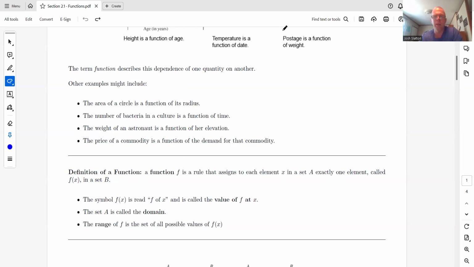And so the symbol f of x. So this symbol, f parentheses x, we would read that f of x. And this value is the value of the function at this particular value of x. And so the set A is called the domain, and then the range is the set of all possible values of f of x that we could get. We'll talk more about those as we go along here.